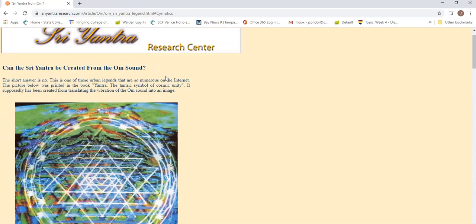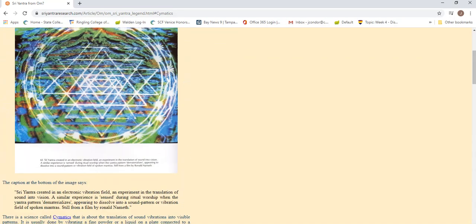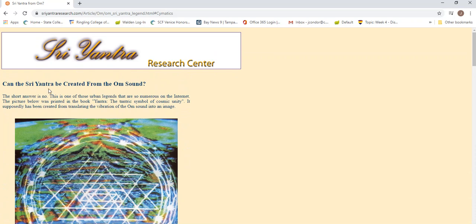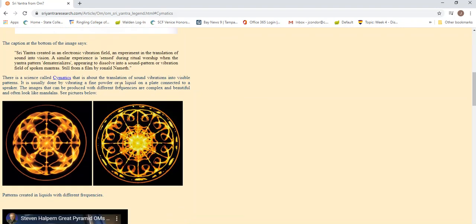Oh, here it is. Okay, so they talk about here, can Sri Yantra be created from the Om sound? This is why I asked, is there a link between the Sri Yantra and this vibration of creating that? And they said yes, that is possible. And then here are some other visuals that were created with sound. You can go through and look at this science of cymatics.